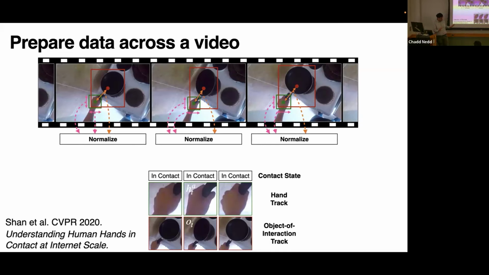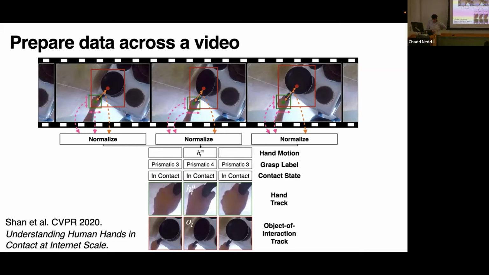So how is the hand moving around the object? And this is again, as I said, 2D. So it's like, how far is the center of the hand with respect to the center of the object? Right? And what grasp is the hand using? Okay. So I'll do all of this. Now, essentially what I have is tracks for objects, and corresponding tracks for hands.